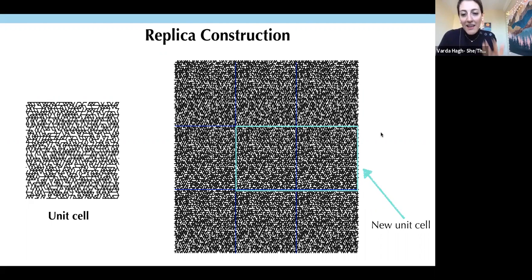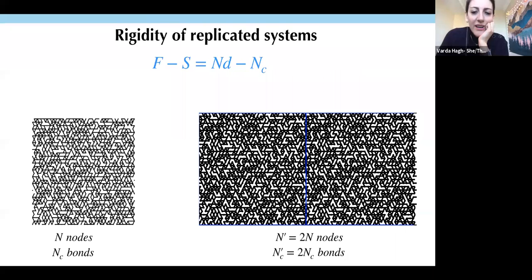So what happens to the Maxwell's count if I do something like that? If we just look at one network, we can say, okay, a network has n nodes and nc bonds or constraints. We know that the Maxwell's count works for this network. Now, if I just double it, because I'm basically doubling the nodes and doubling the number of bonds or contacts, the n prime, which is the number of nodes in this new system, would be just twice the number of nodes in the previous one. And the number of bonds in this new system would be twice the number of bonds in the original system.